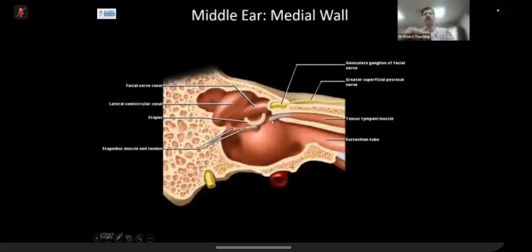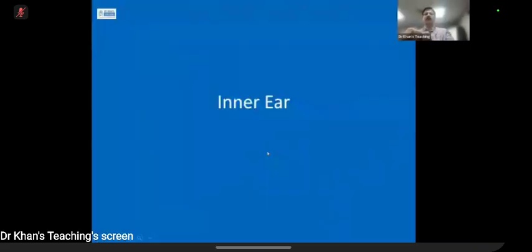Now, once again, we are looking at the medial wall. So this is the promontory. This is the facial nerve canal. This is the lateral semicircular canal.